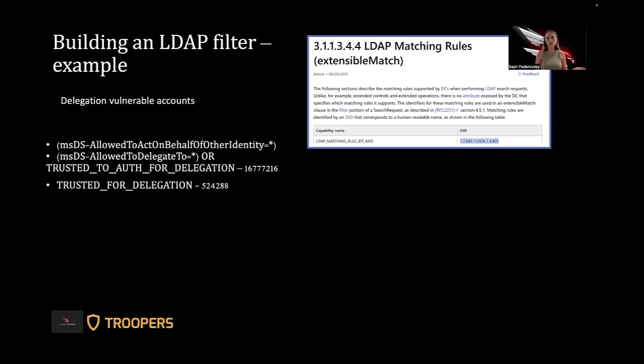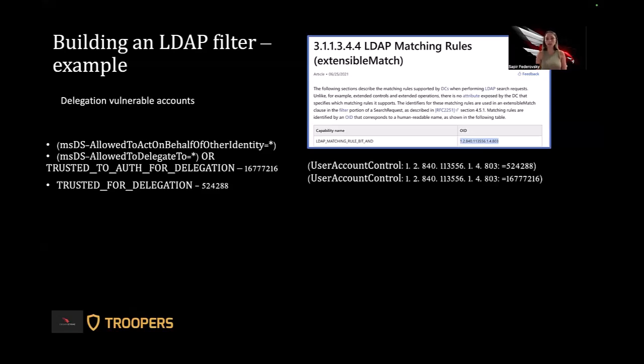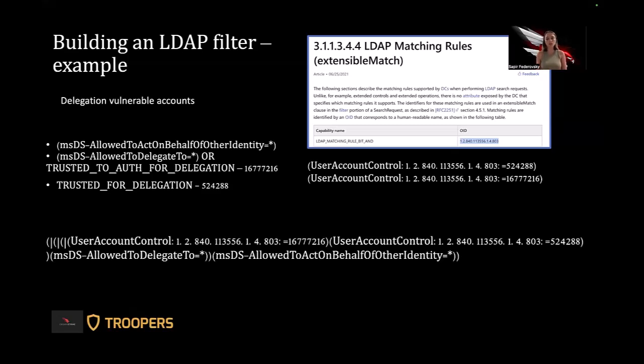Each LDAP matching rule has an OID that represents it, so we are going to use the OID to create our filter. This is our syntax. We have the attribute, then the matching rule we want to apply, and then the actual flag we want to search for inside that attribute. Now we have all the parts we need to create the LDAP filter, and all we have left to do is put an OR statement between each of them, because we want an account that has any of these values. It doesn't have to have all of them at once. So we just put the OR statement, and this is our complete LDAP filter.